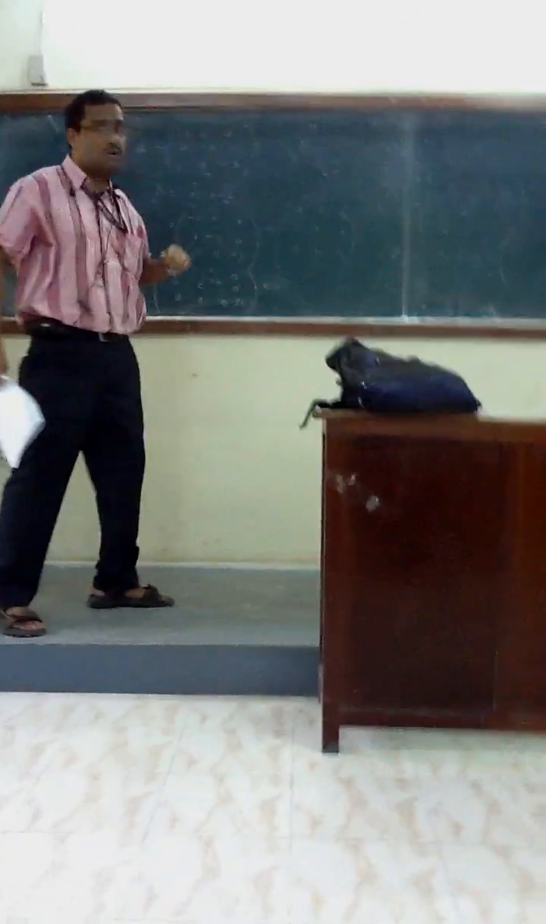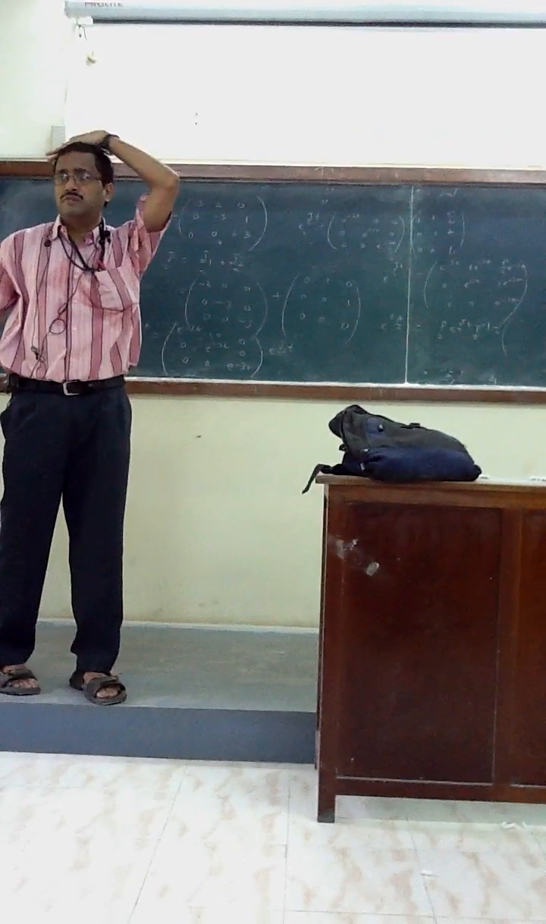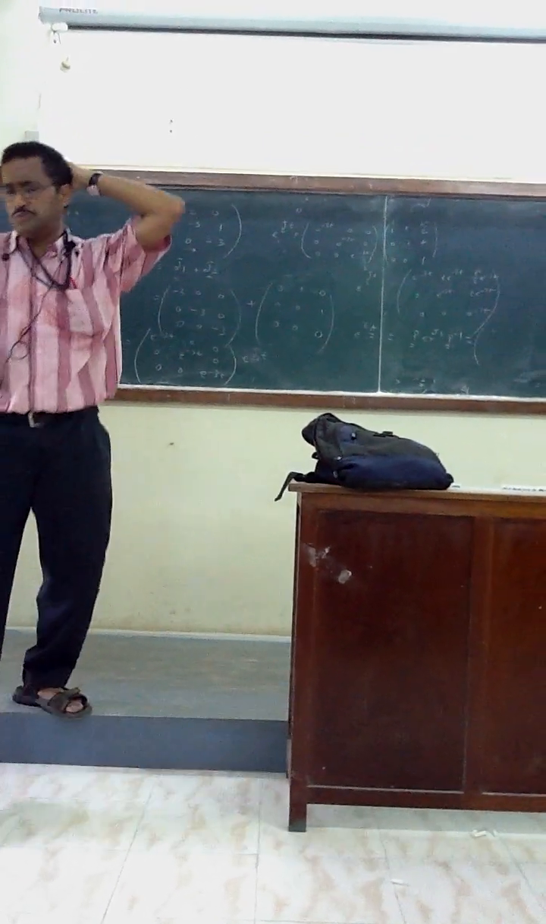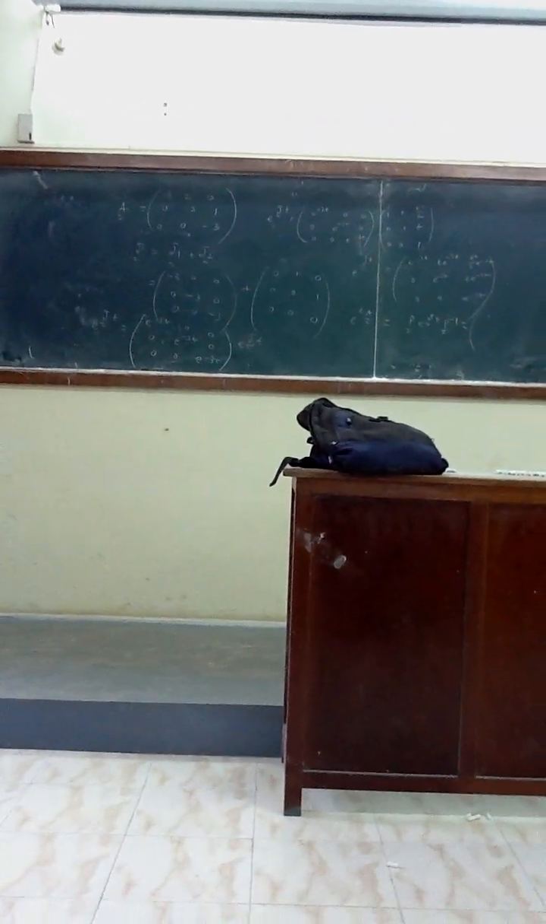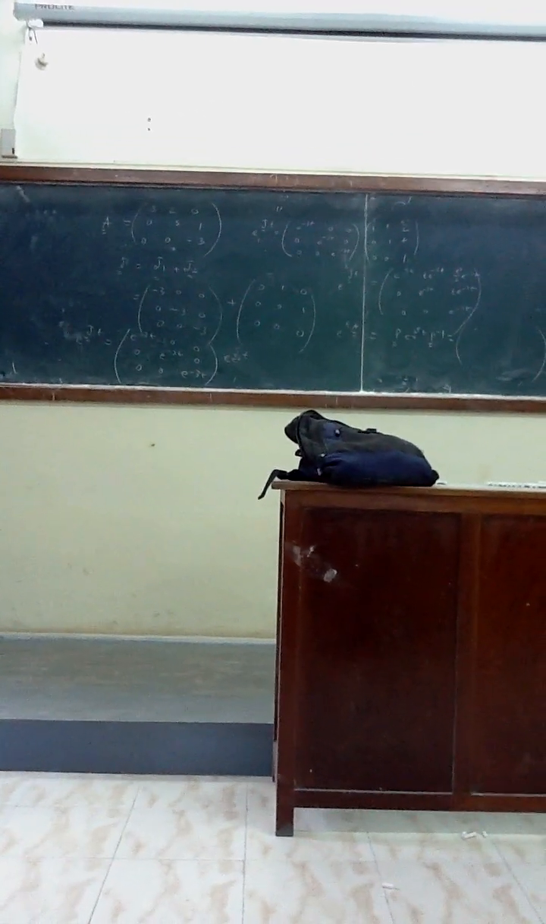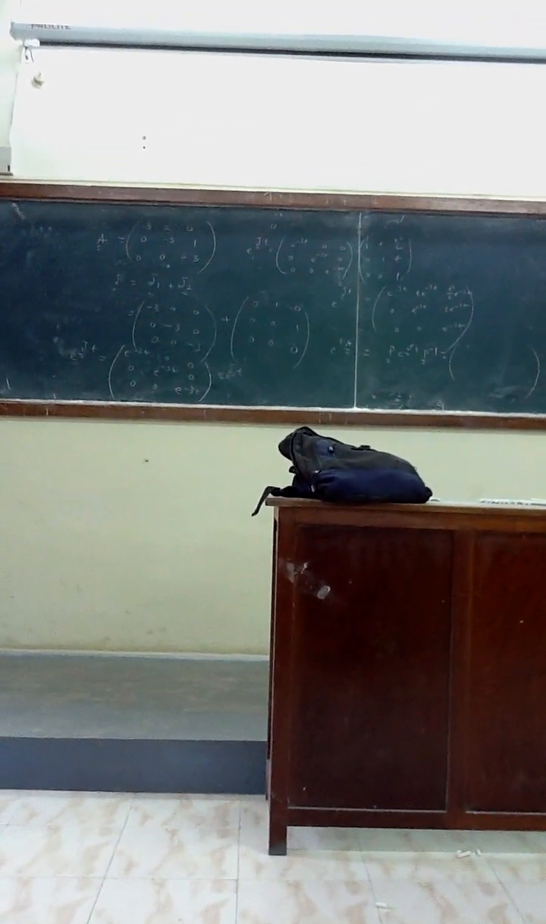Nothing is there on the board. Just P inverse you already have. What is the P inverse you got? Where is the P inverse? It is 0 2 minus 4, 0 2 minus 4. Check it out. Okay. Fine.